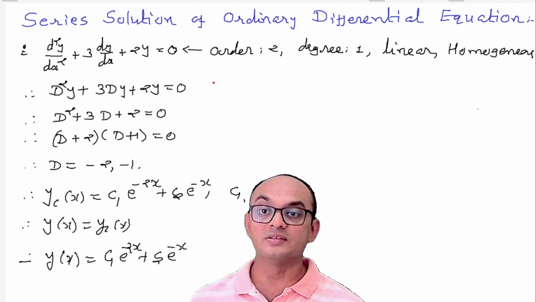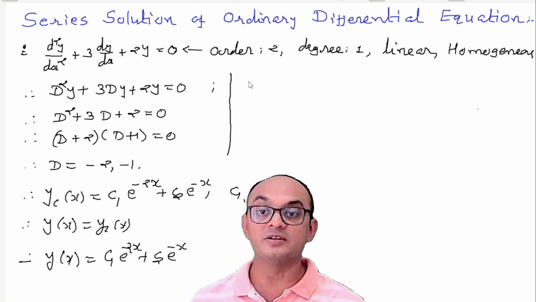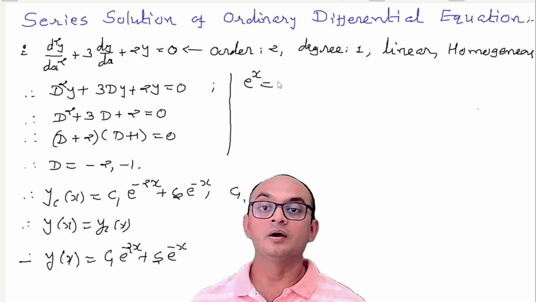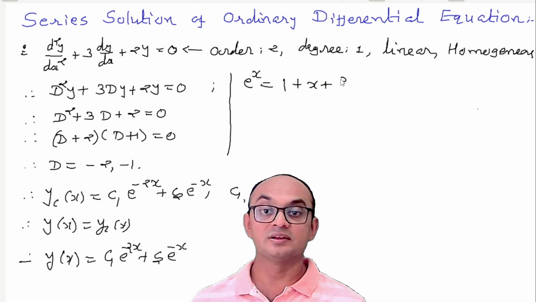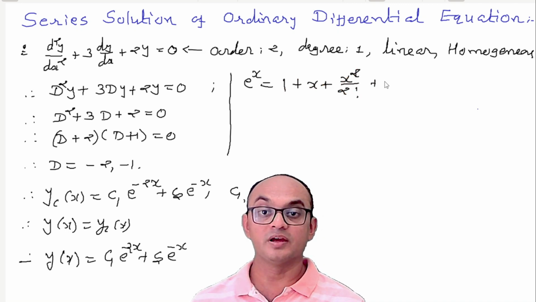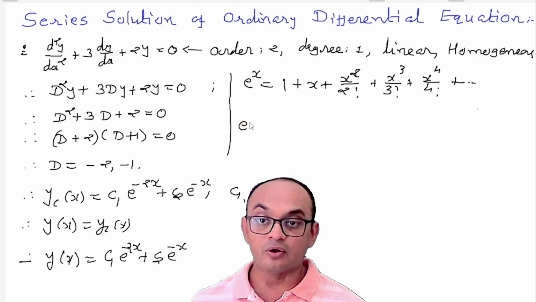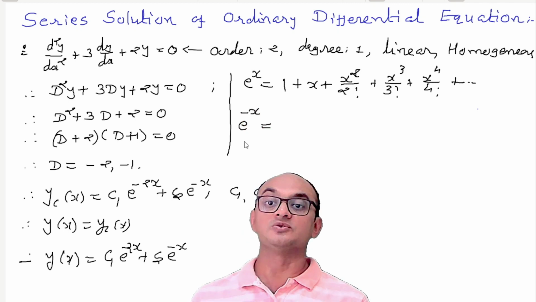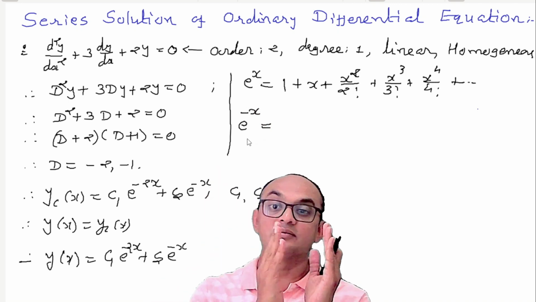Now we know this thing. You already learned the Maclaurin series of e raised to x. What is the Maclaurin series of e raised to x? It is 1 plus x plus x²/2 factorial plus x³/3 factorial plus x⁴/4 factorial and so on. So the Maclaurin series of e raised to minus x is equal to, what I have to do? I shall replace x by minus x.